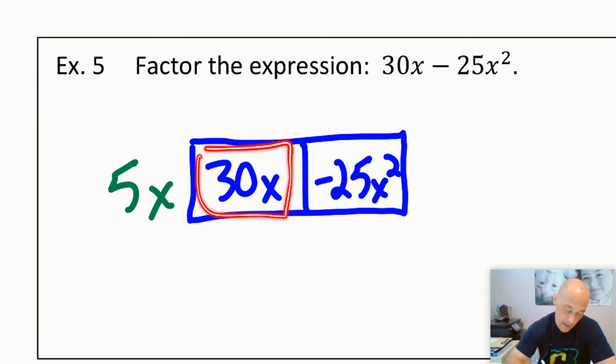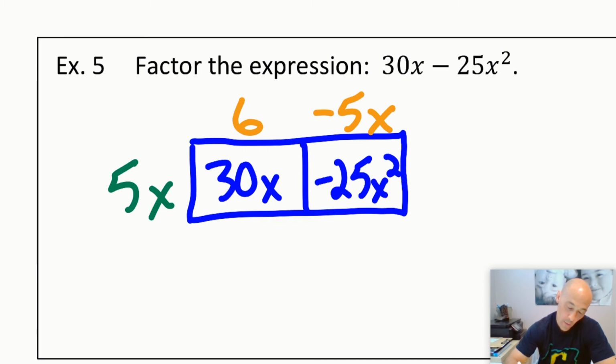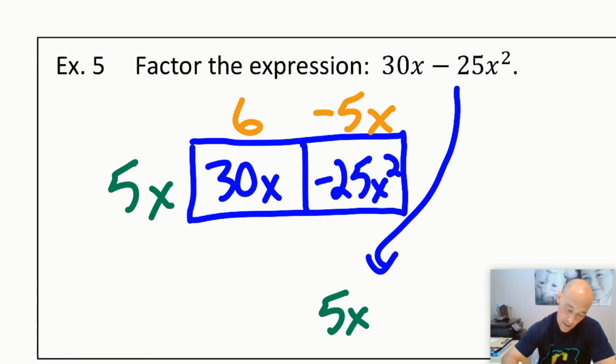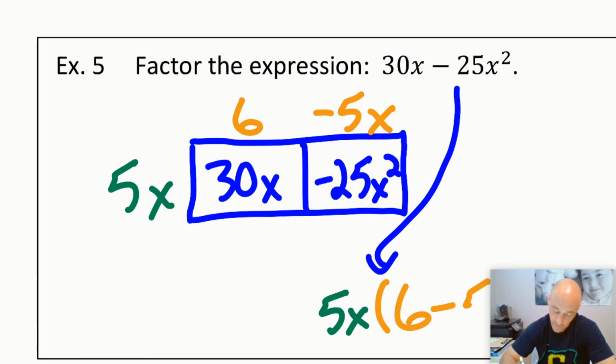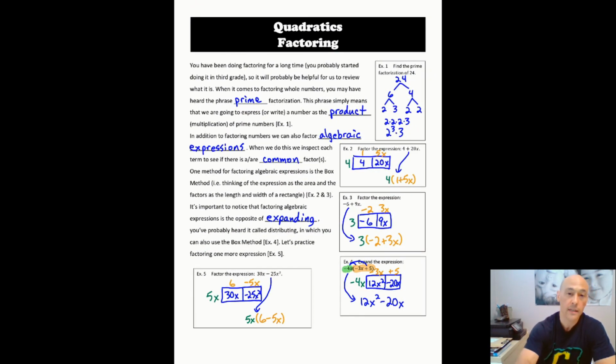So 30x divided by 5x is 6. Negative 25x squared divided by 5x is negative 5x. So we can rewrite our original expression as 5x times the quantity 6 minus 5x. Now notice that the thing that we put up here that we're multiplying by, we have to put that in parentheses because we're multiplying 5x times all of it. And the way we show that is with parentheses. All right, so that is quadratics, factoring.